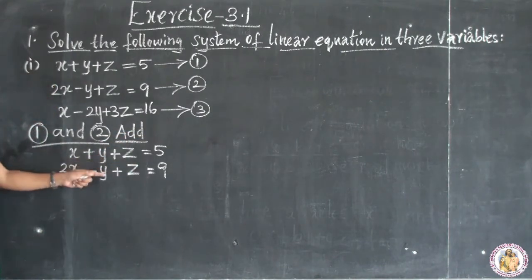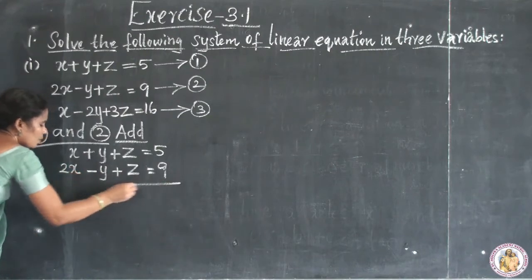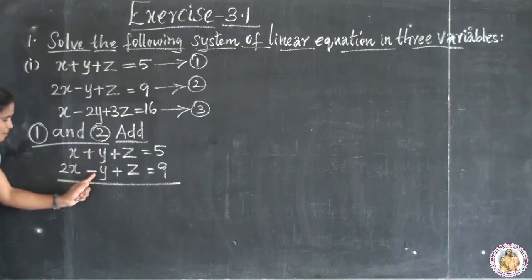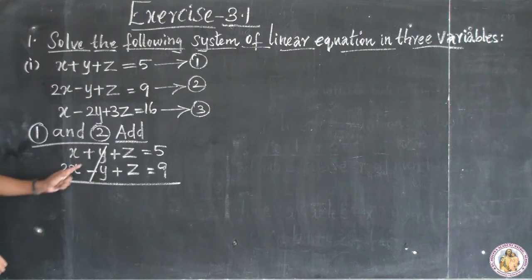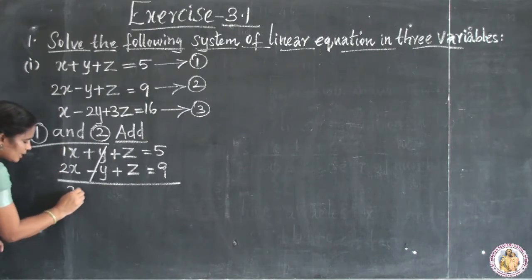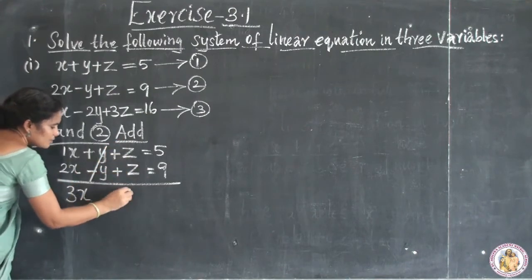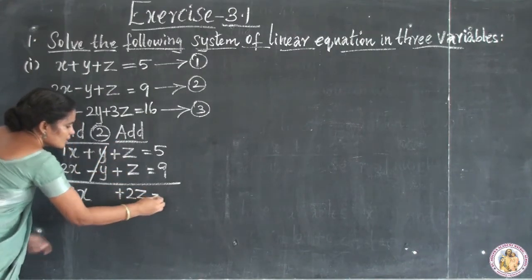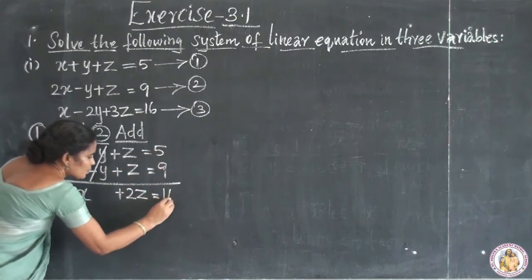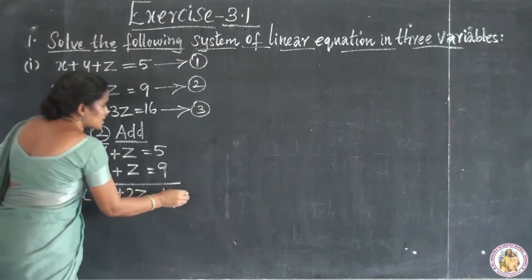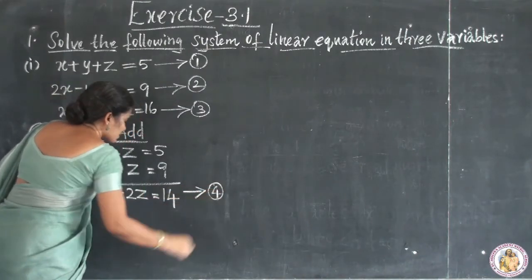For addition you need not change any sign. Now we have different symbols, so strike out plus and minus. 1y minus 1y is 0, cancel. Here we have only x, so we have 1 here. 1 plus 2 is 3x, plus 1z and again 1z is 2z, and 9 plus 5 is 14. Consider this as the fourth equation.